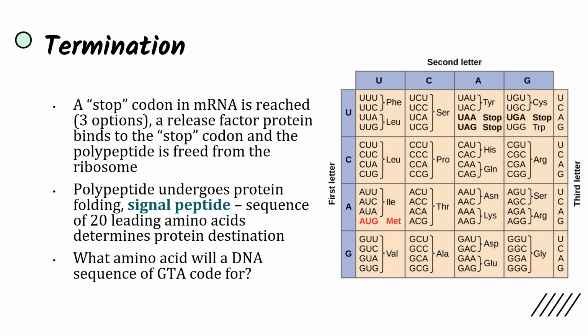And so what often is used to determine what kind of protein is going to be created is a codon chart, as you can see down here. So the question is, what amino acid will a DNA sequence of GTA code for? When we begin with a DNA sequence, we have to follow the central dogma. First, we have to transcribe the DNA so it can become RNA.